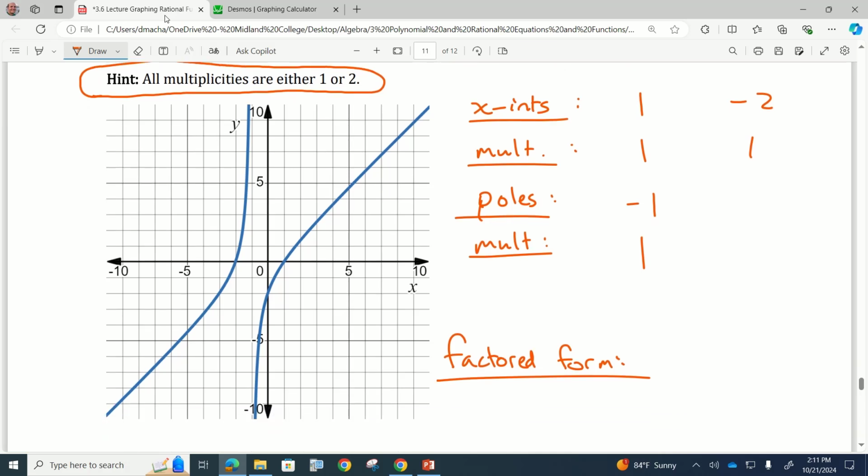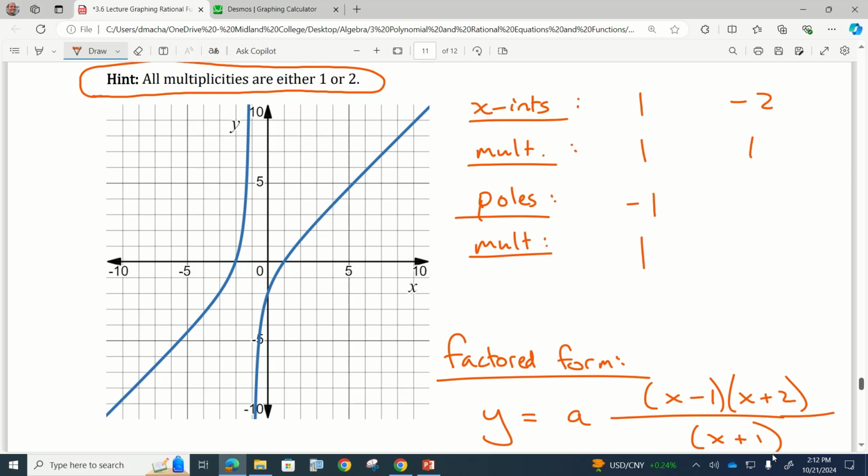Okay, now if I have that, I'm ready to write down my factored form, and my factored form is going to look like y equals some leading coefficient times x minus 1 times x plus 2, divided by x plus 1. So right now, I just made sure that I get exactly the right x-intercepts, because those are the roots in the numerator. And I got the right pole, because that's the root in the denominator.